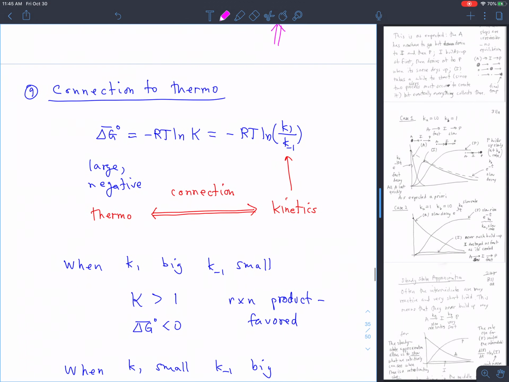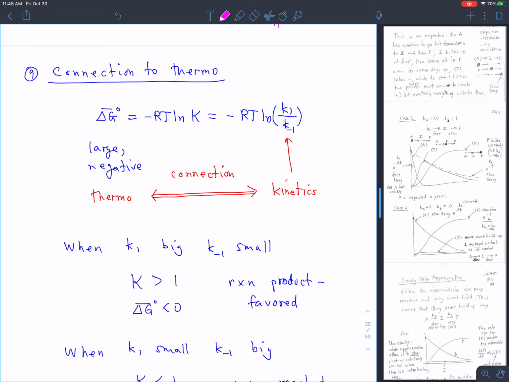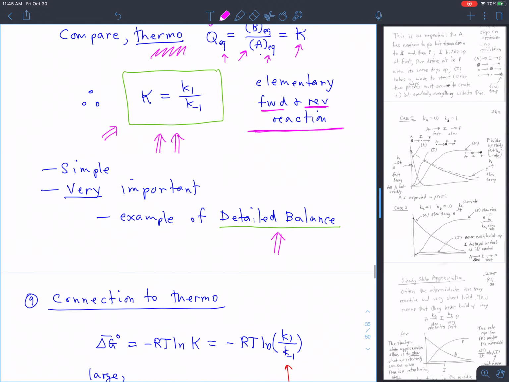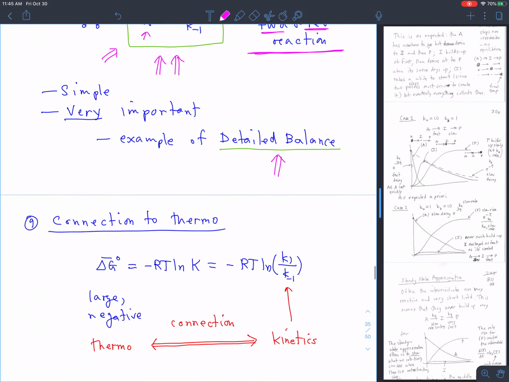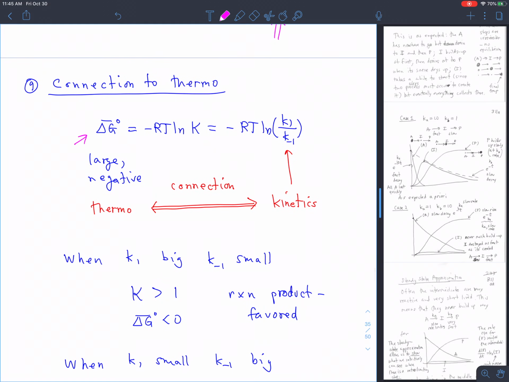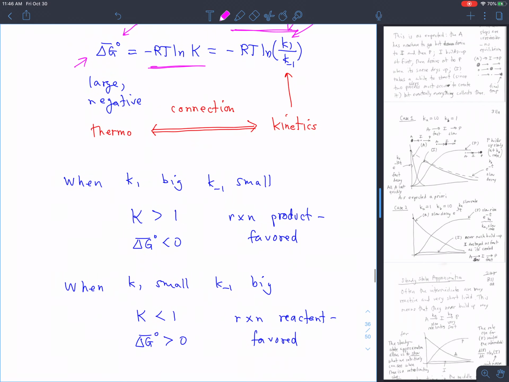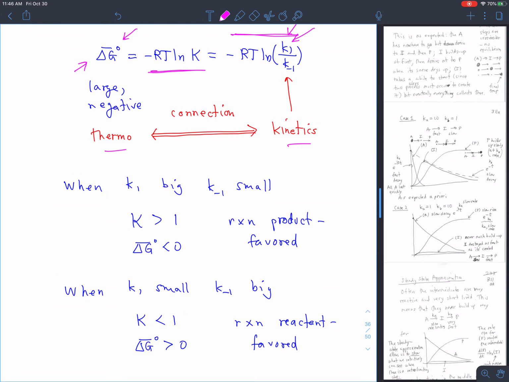All right. So yes, it's a connection to thermo. If the equilibrium constant is e to the minus delta G over RT, then delta G0 is minus RT log K, which can be written as minus RT log of the ratio of the rate constants. So rate constant kinetic quantities over here, obvious thermodynamic quantity over here, it's obviously a connection between thermo and kinetics.